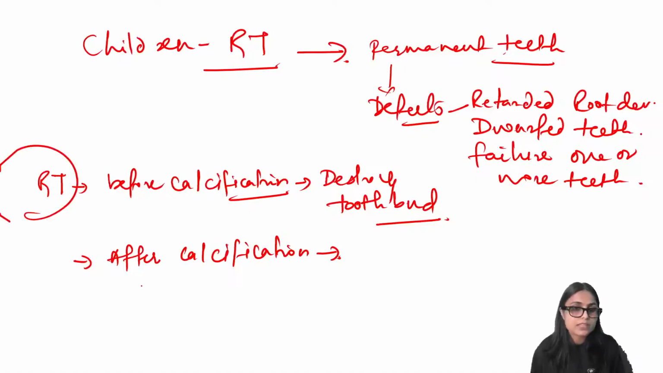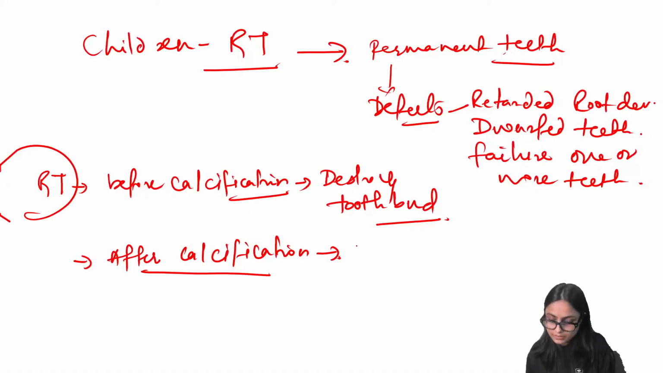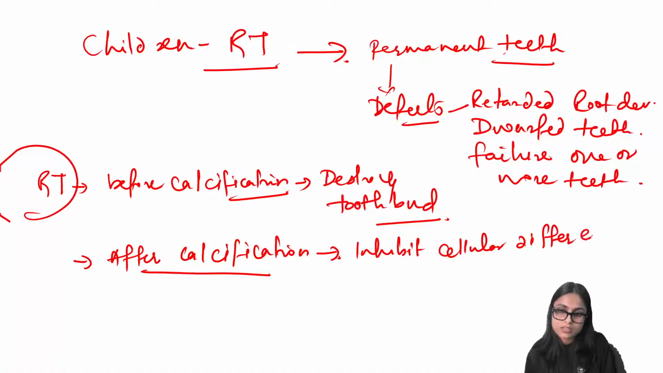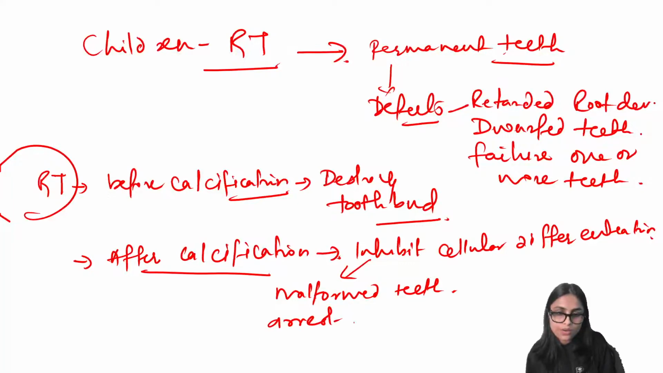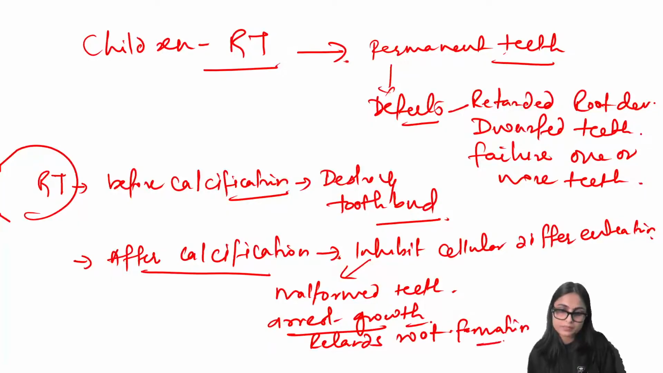If radiotherapy is given after calcification of teeth, then it may inhibit cellular differentiation. Okay. This can cause malformed teeth, or it arrests the general growth of the teeth. Arrested growth means it retards root development, root formation.